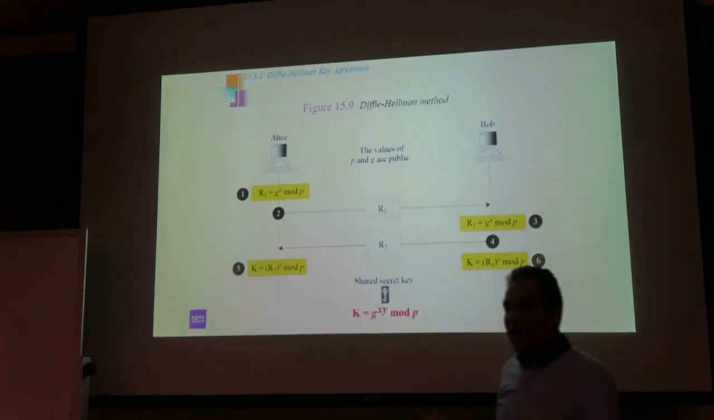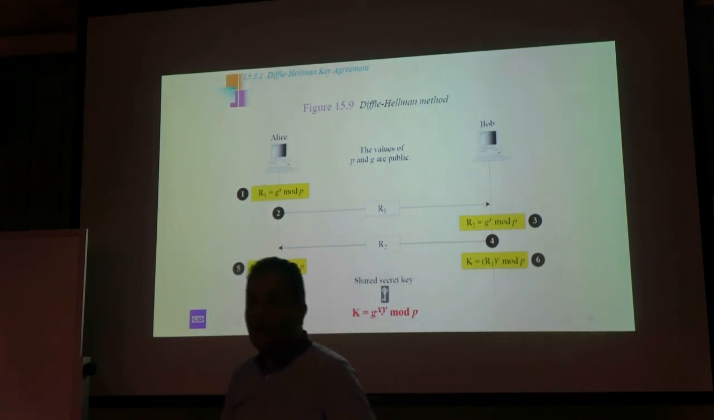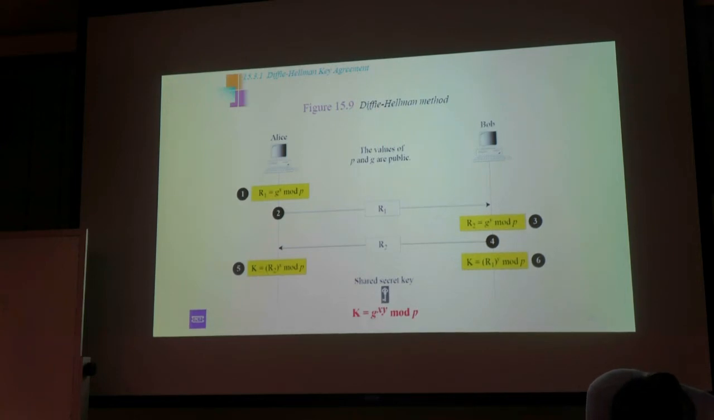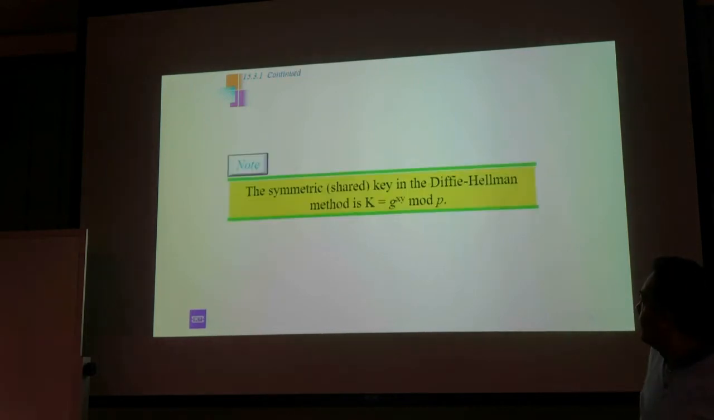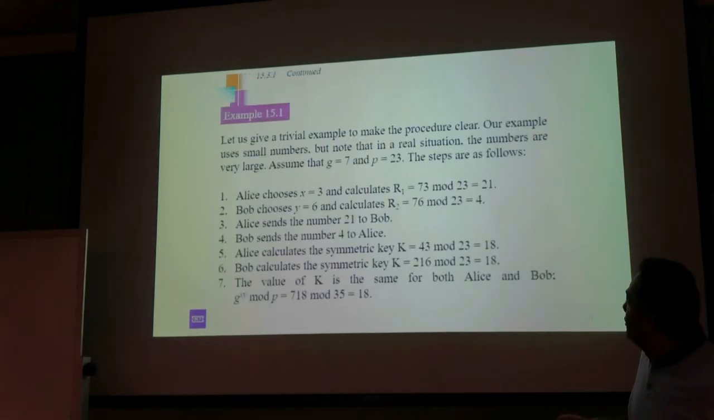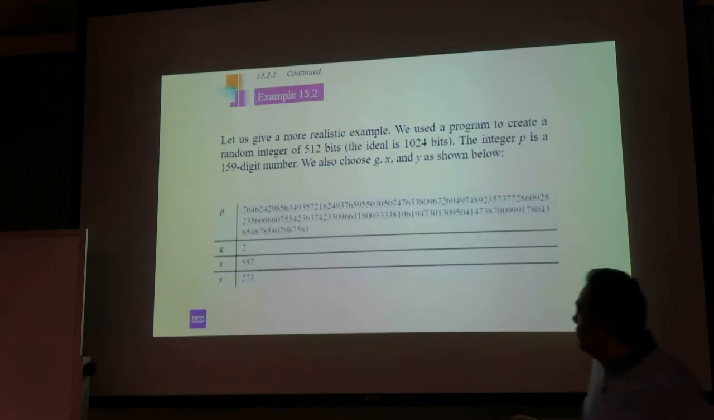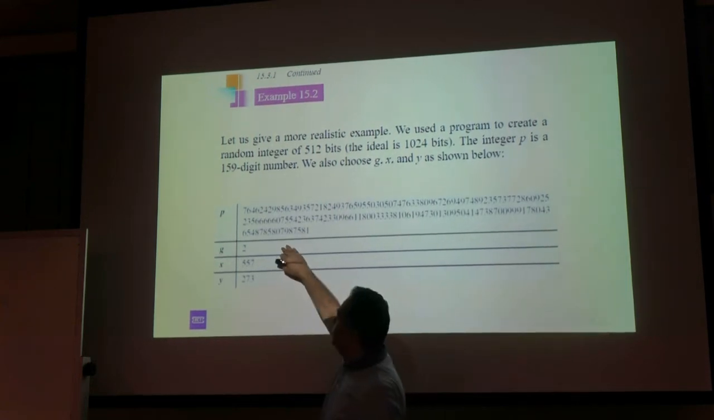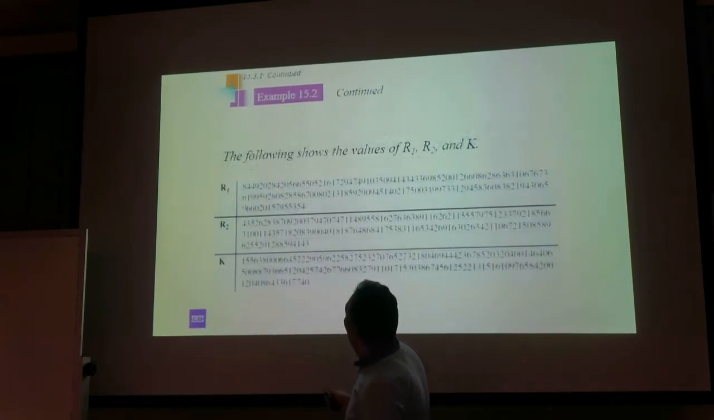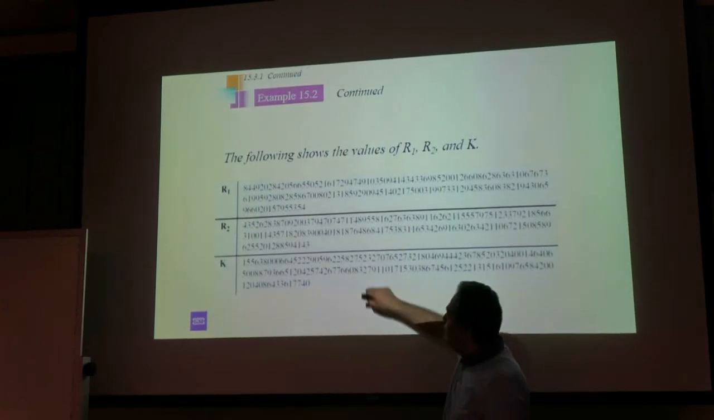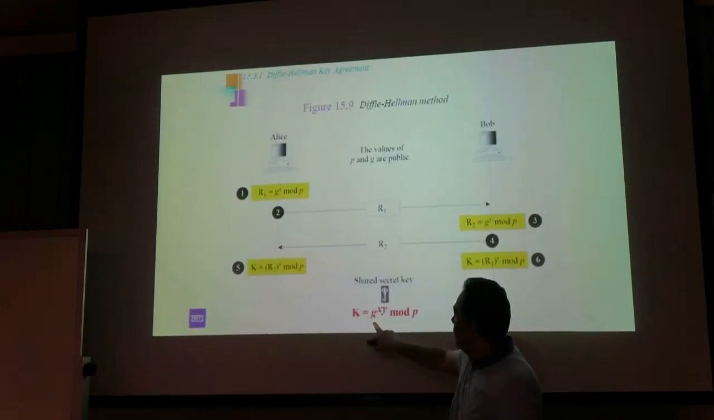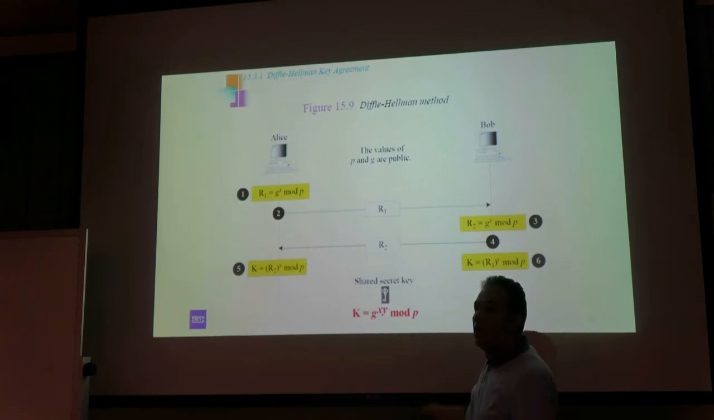So bottom line here, they exchange the keys together through a certain operation. So this is an example here. Remember, P is a prime number, a very long 300 digit number, and G was a generator. You calculate X, you calculate Y from the equation, then you calculate R1, R2, and the key is calculated. Simple mathematics: key equals G to the power XY mod P.